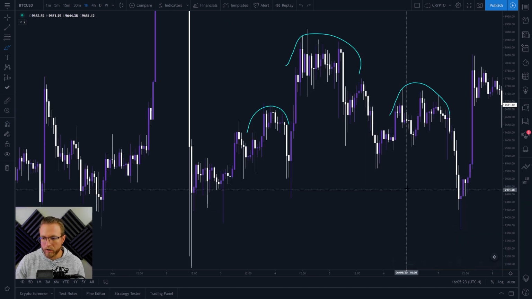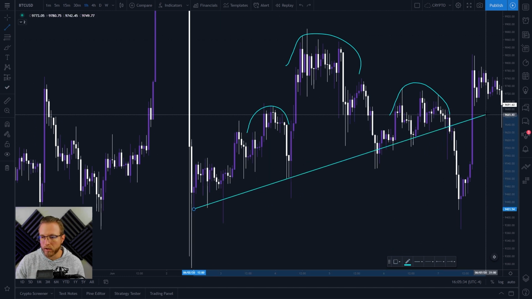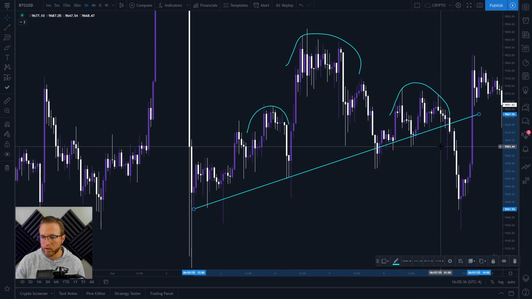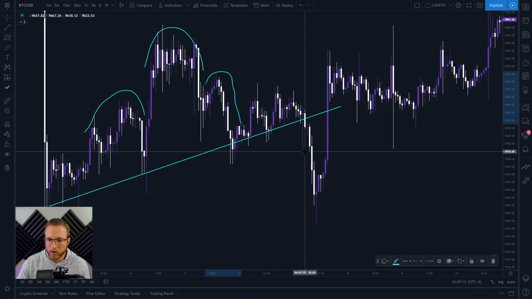Okay. Well, Scott, how come the neckline isn't completely flat? The neckline is never going to be completely flat like this. In fact, in this case, normally when you have a head and shoulders pattern like this, you're going to get some kind of an ascending trend line like this, where it just goes up through the price action from where the whole pattern began. Why isn't this the right shoulder?